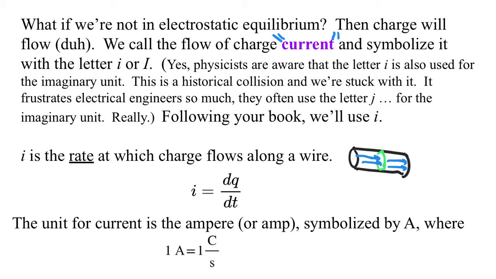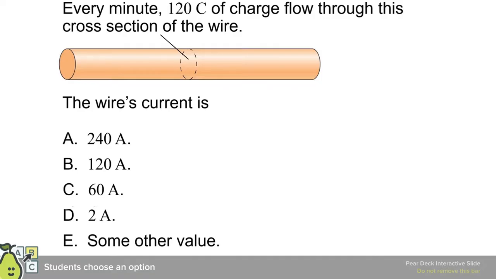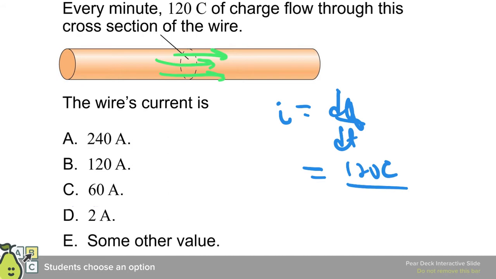So there we go. Every minute, 120 coulombs of charge flow through this cross-section of the wire. The wire's current is which of these? Well, we just defined I is dq/dt. So here it's 120 coulombs over 60 seconds, or 2 amps.